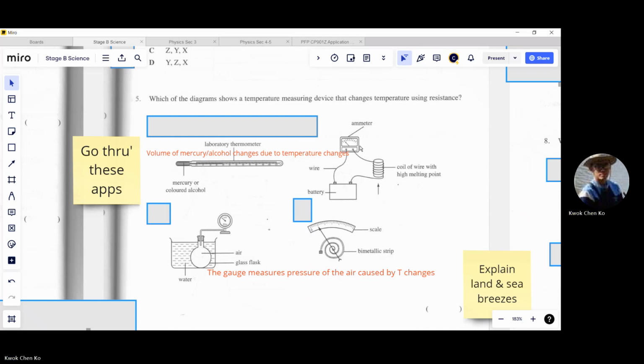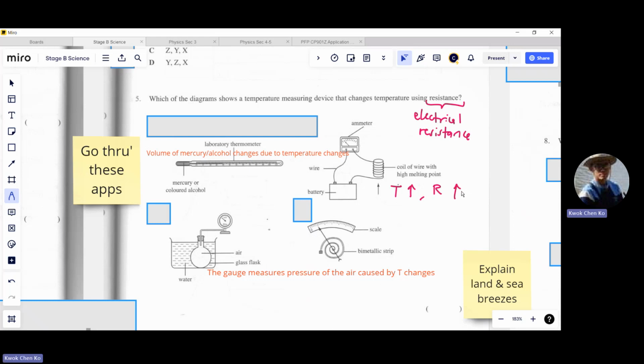This one is tough. I know my answer. Oh, by the way, it's not fair in the sense that they use the word resistance. In this case, resistance refers to electrical resistance. How is that related to electrical resistance? Okay, as temperature increases, resistance of a substance increases.